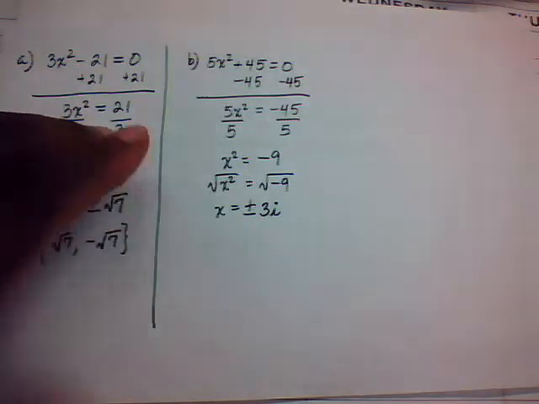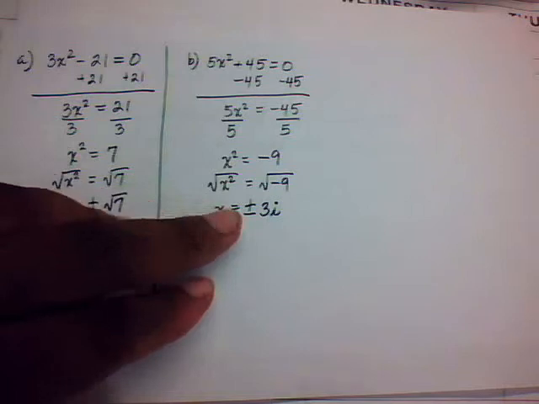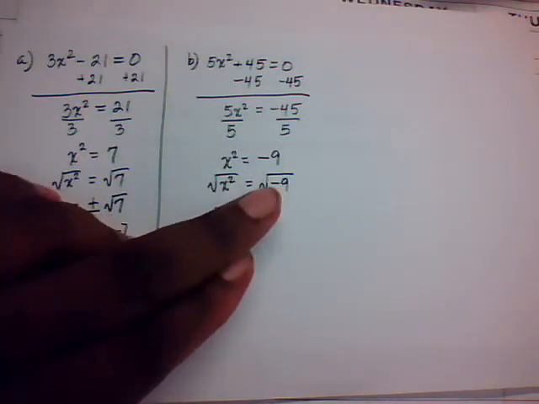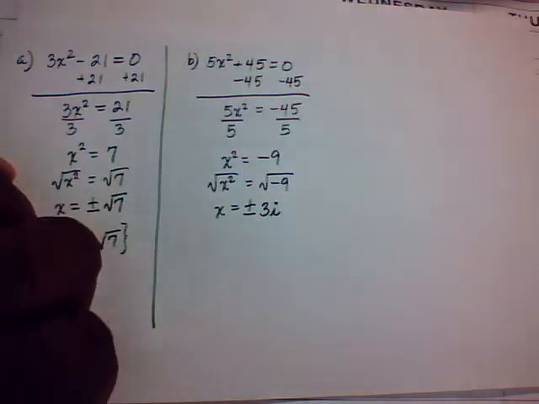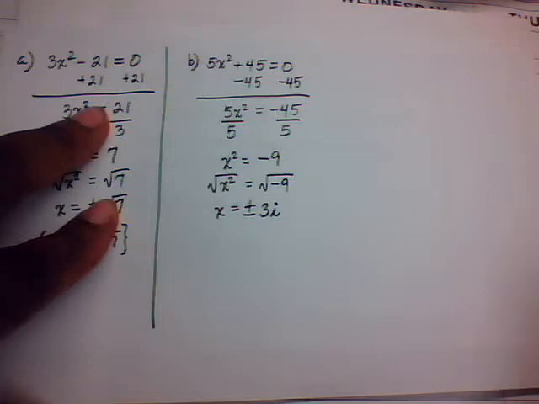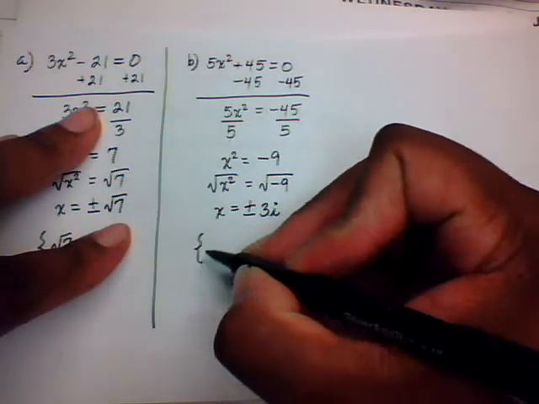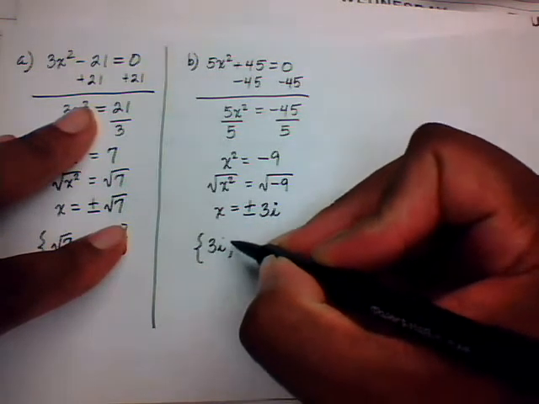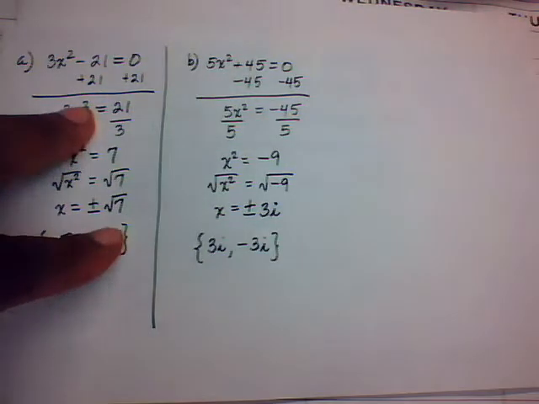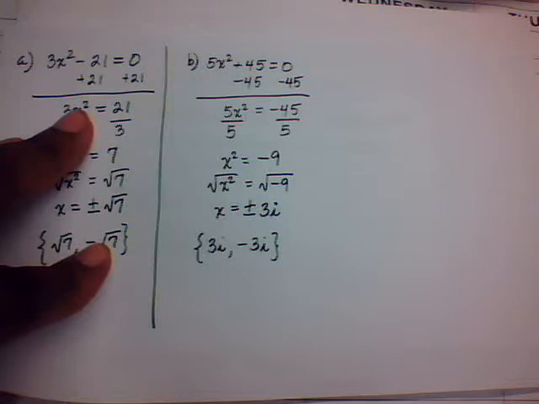Now, if you remember in one of the videos, we talked about complex numbers. Anytime you have the negative sign underneath the radical, we have to bring that out as an i. So here, this will be plus or minus 3i. And sometimes that can be written as 3i and negative 3i. Okay, that's basically what that means.